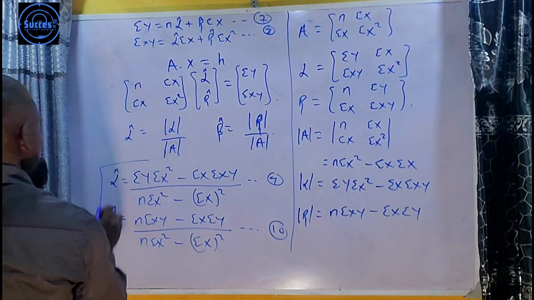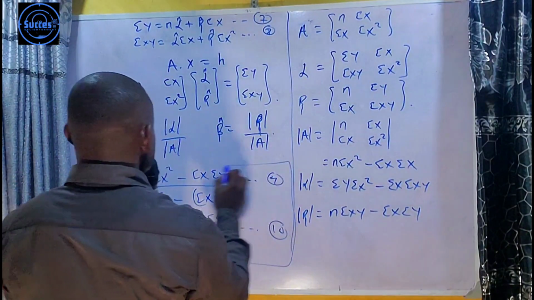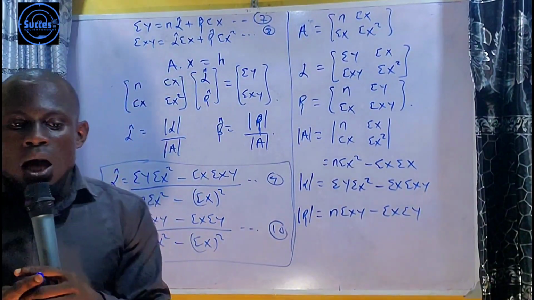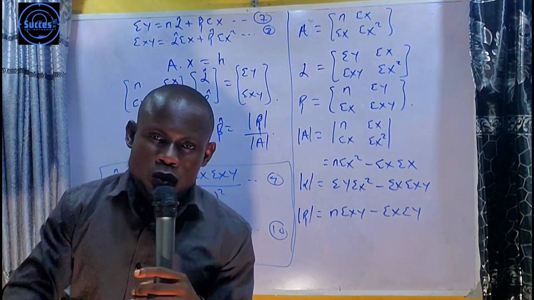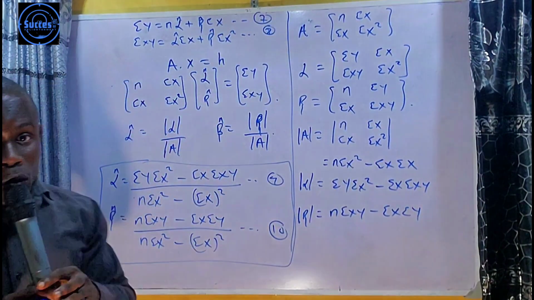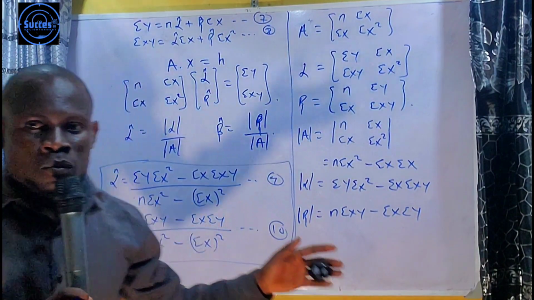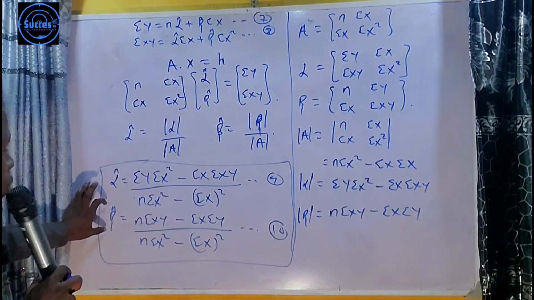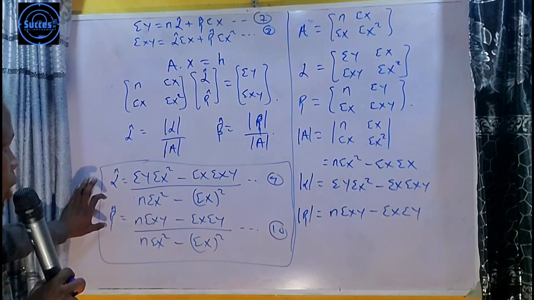So equations 9 and 10 here give us the formula we use in estimating our parameters of econometrics analysis using the absolute approach. Right? Using the absolute approach, this is the formula for our alpha and this is the formula for our beta.